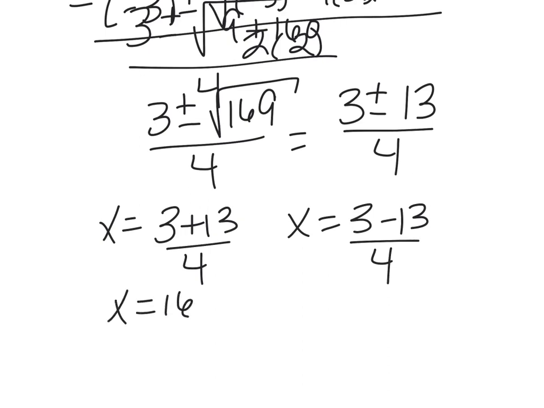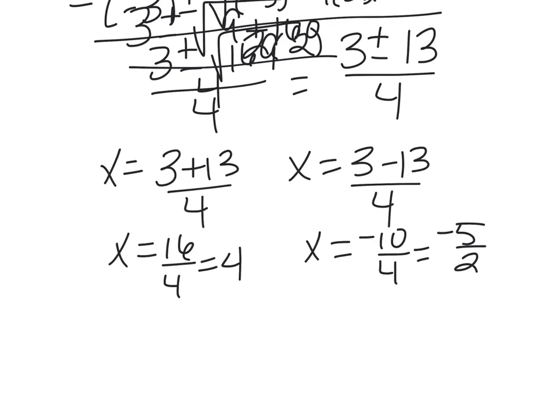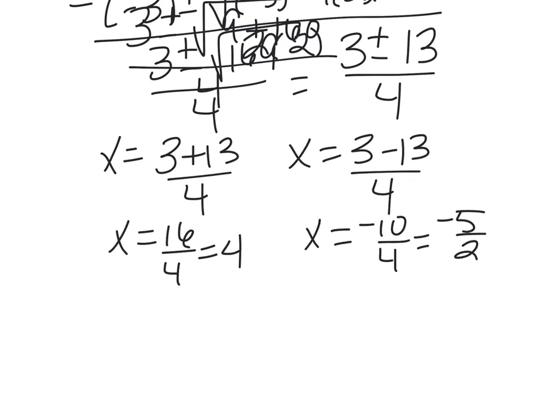So this is 16 divided by 4, which is 4. And this is negative 10 divided by 4, which I'm just going to simplify to negative 5 halves, and I leave it like that. You could say negative 2.5 if you wanted to. You're not wrong. I just don't mind fractions, so I just leave them that way. So our solutions are 4 and negative 5 halves, or negative 2.5 if that's how you did it.